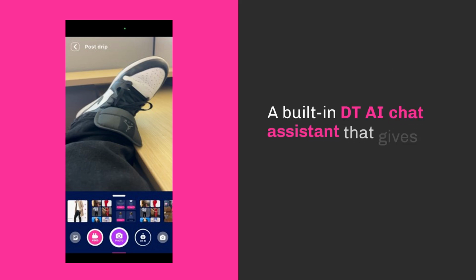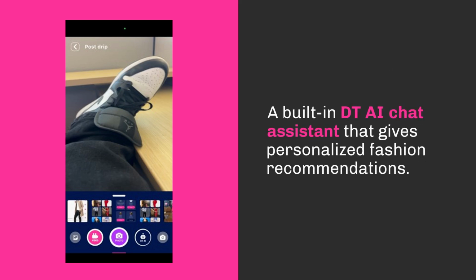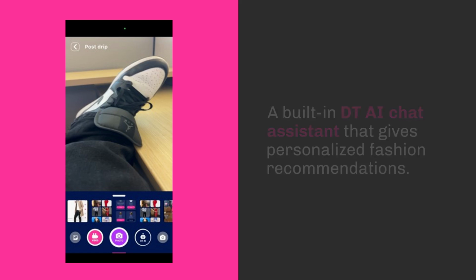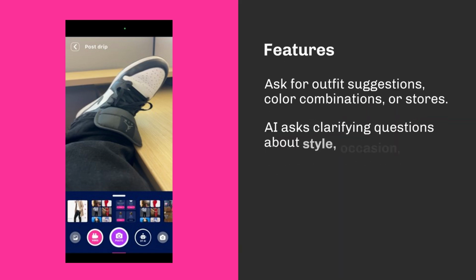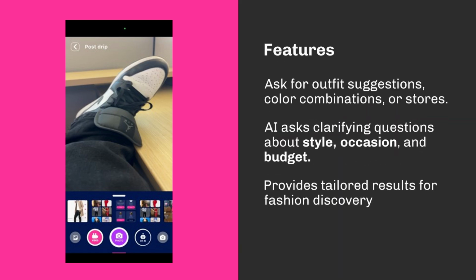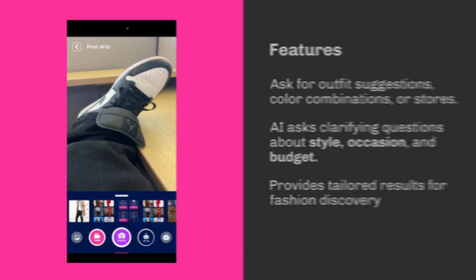A built-in DripTock AI chat assistant that gives personalized fashion recommendations. Features: ask for outfit suggestions, color combinations, or stores. AI asks clarifying questions about style, occasion, and budget. Provides tailored results for fashion discovery.